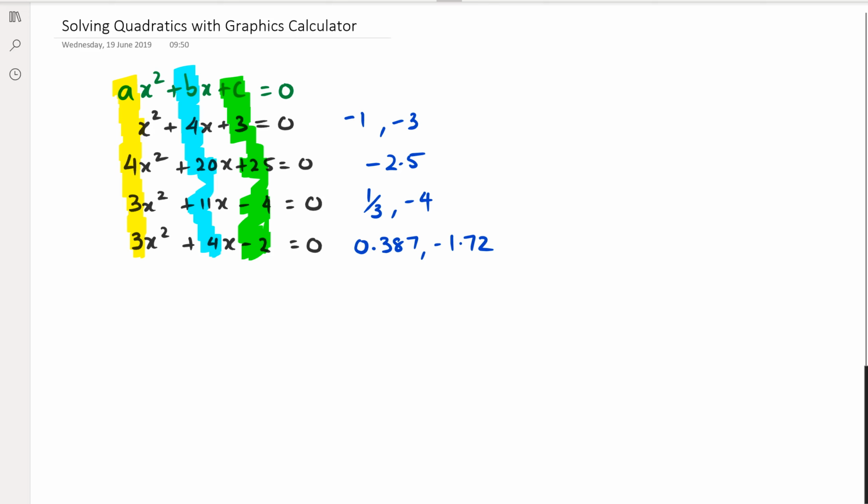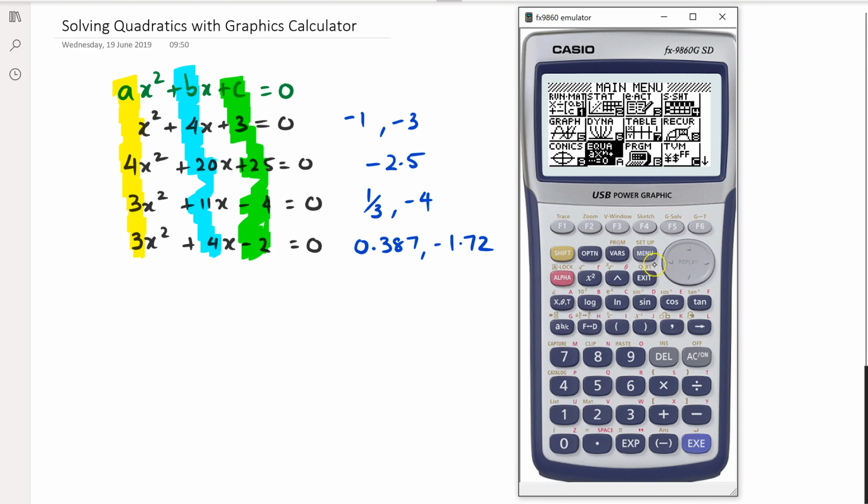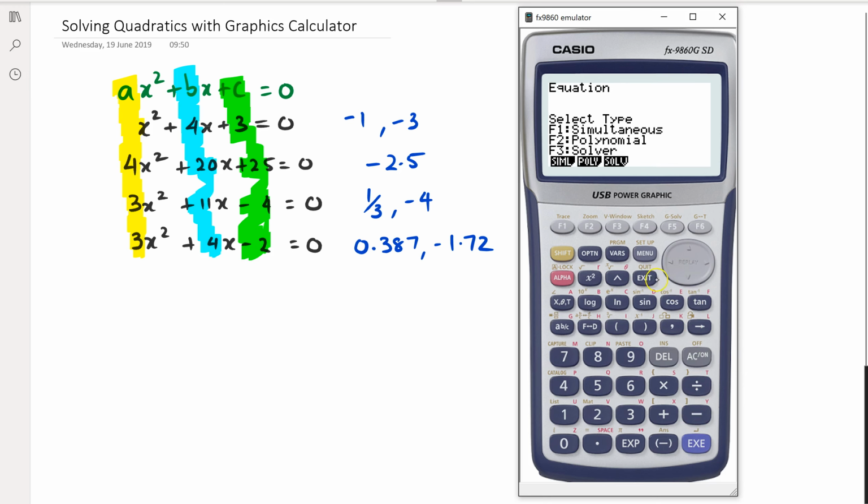Okay, so the next thing is to get the graphics calculator and go into menu. When you go into menu, go into equation, and what you should see is something like this: polynomial, simultaneous, and solver. We want to be doing polynomial, which is F2. So click on that, and we also want to do degree 2 because the biggest power that we have is 2. So we're going to have degree 2. And then here you can actually see the ABC values.